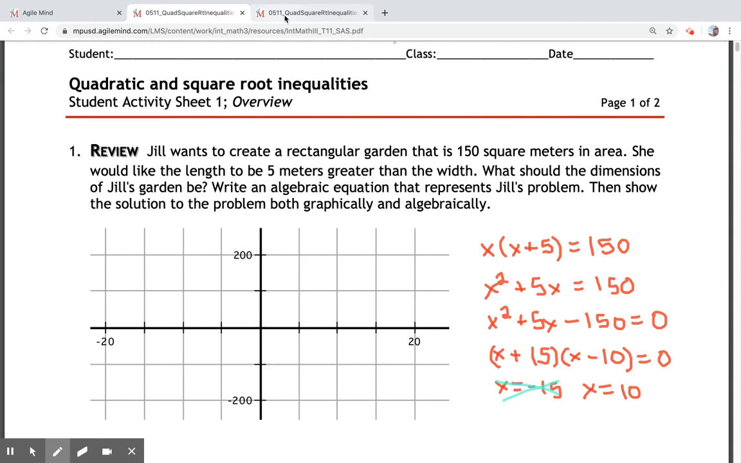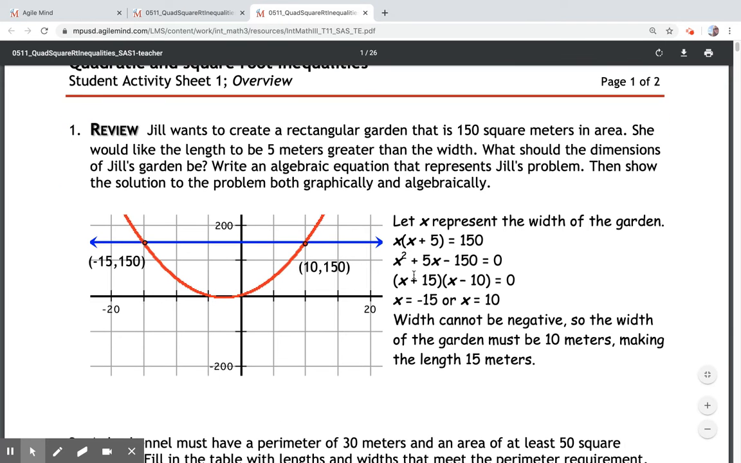And I also graphed it. I graphed the left side, graphed the right side. So here's all our work. We said the width can't be negative. So that means my width must be 10 meters, which means my length must be 15 meters. And if you had graphed the left side, y equals x times x plus 5, and then graphed the right side, y equals 150, you would have seen that it hit in 2 places. It hit at negative 15 and it hit at 10. And we said, you're no good, buddy, because you're negative. So we stuck with this one up over here.